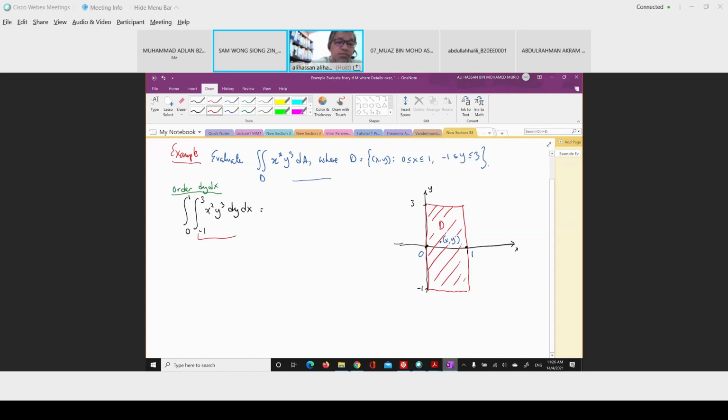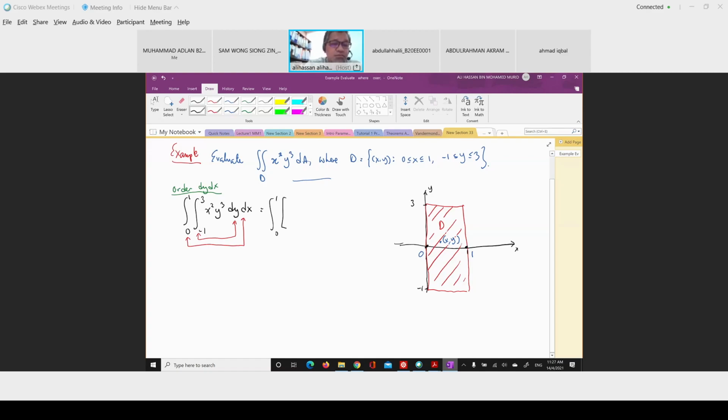So we must align the limits of the integral correctly. The inner integral is with respect to y, so the inner integral has limits for y. The outer integral is with respect to x, so the outer integral has limits for x. The order is very important here.